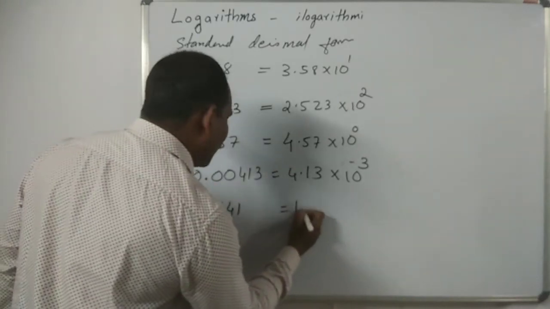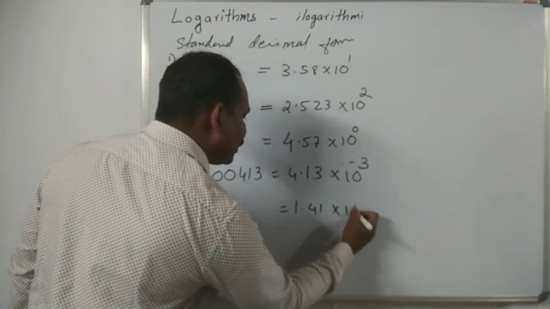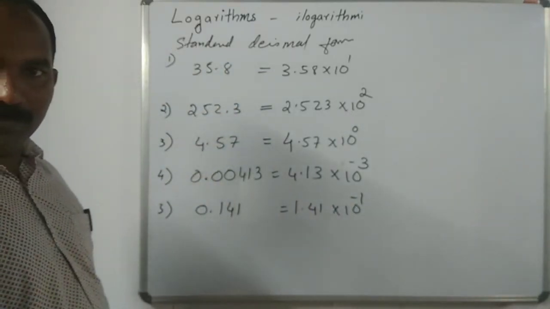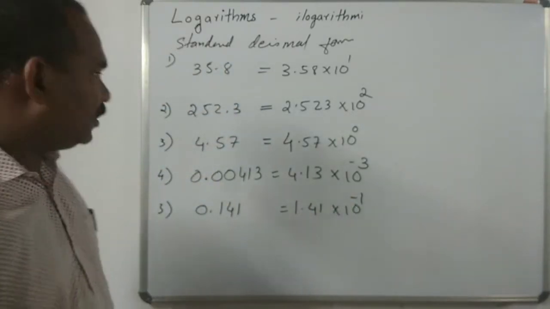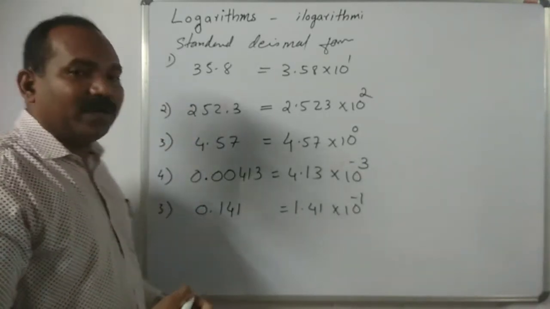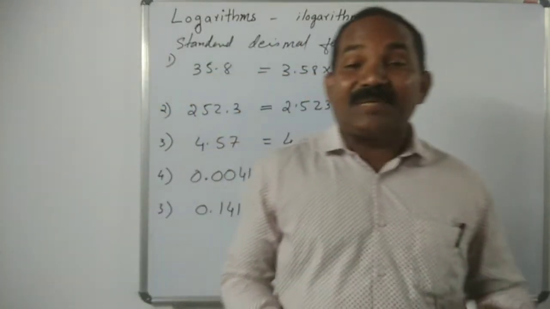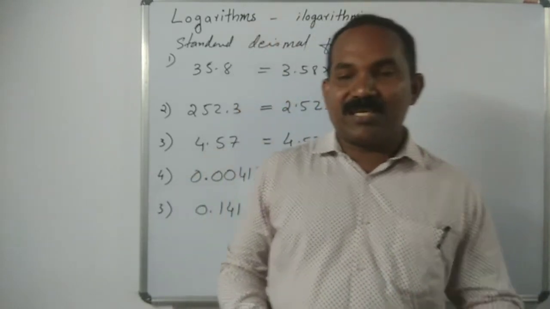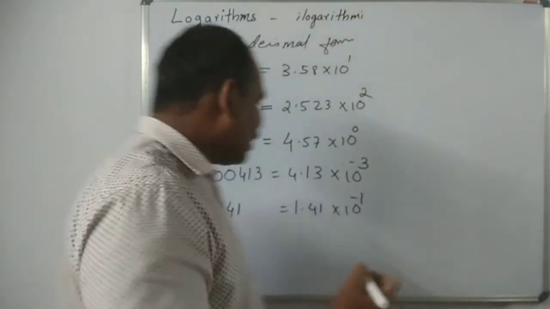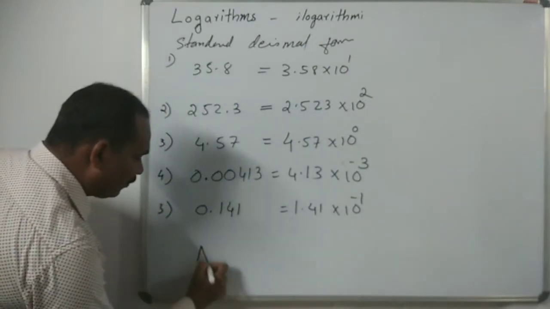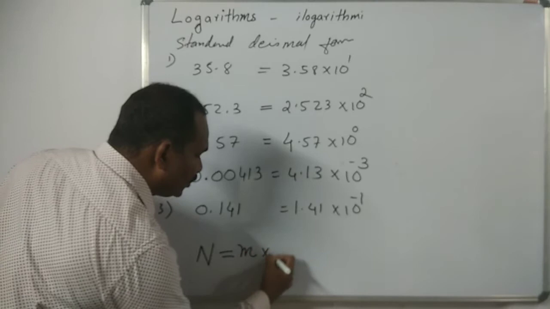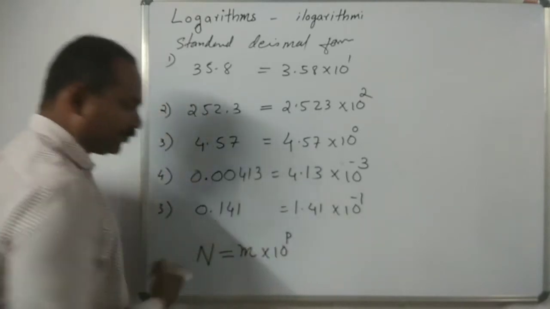0.141 is 1.41 into 10 raised to minus 1. Are you clear? Yes. So any number you must represent in a standard decimal form. A number n can be written as m into 10 raised to p.